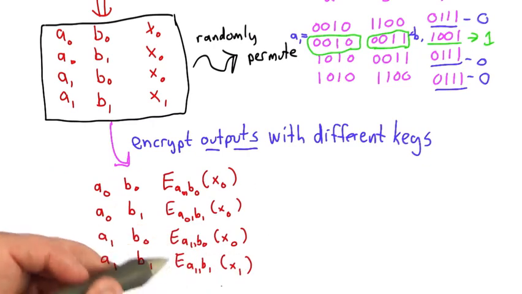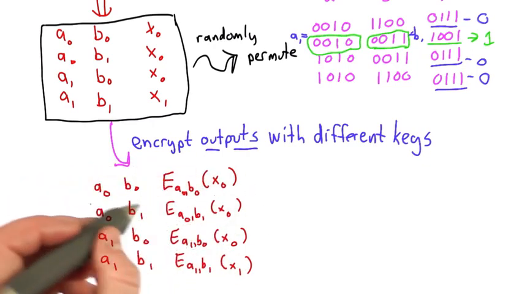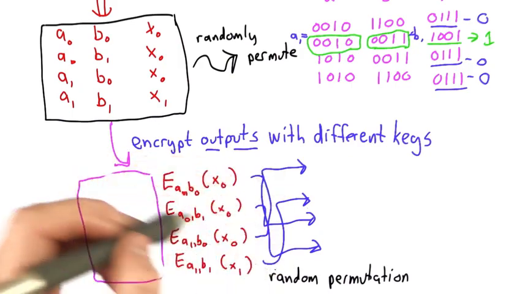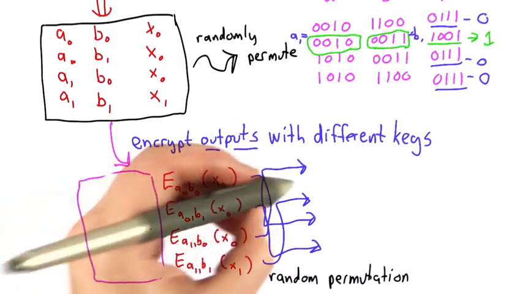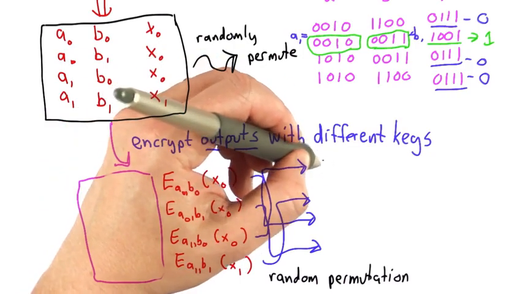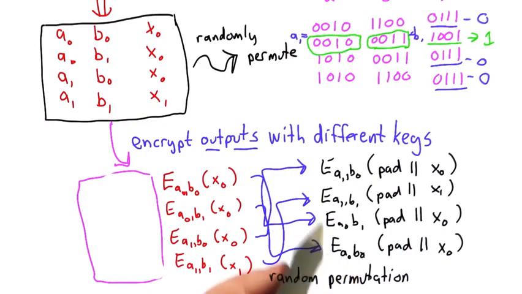That means in our garbled table, we'll have our outputs encrypted with different keys corresponding to inputs that correspond to that output value. Of course, we can't just send that whole table. That would reveal the values of A0 and B0. So we need to remove this part of the table. And then we need to randomly permute the order of these entries. The other thing we'll do is add some padding. So that means after the garbling, we'll have a table that looks like this. Because each of these values is encrypted with a different key, the evaluator can't tell which one is which.